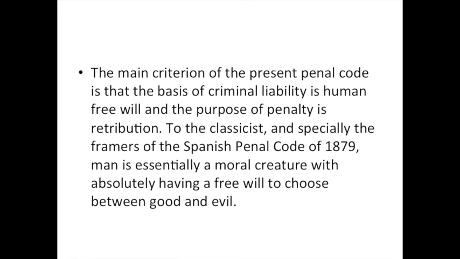The main criterion of the present penal code is that the basis of criminal liability, yung tulubago ng isang tao, is human free will, and the purpose of penalty is retribution. So, kadalasan daw na mga provisions ng revised penal code, kung ano yung nasa loob ng revised penal code, is based on human free will. So, kapag nakakommit ka ng rape, so, talaga, may assumption na talaga sa law na you did it on your own free will.